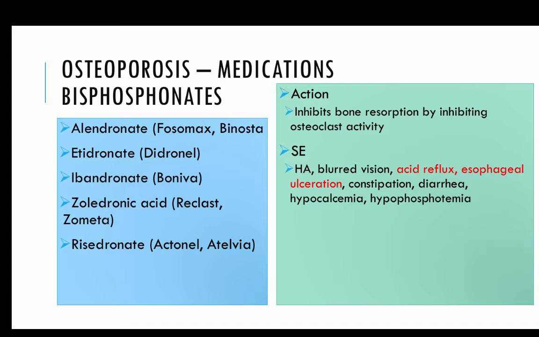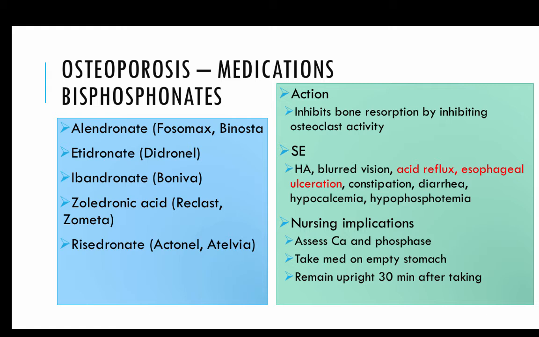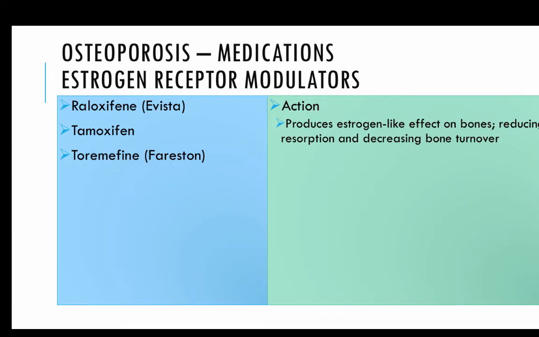So if the patient doesn't have enough intake of calcium and phosphorus, then they're going to have a decreased serum calcium or phosphorus. So you need to do some patient teaching about diet to prevent that. That's assess calcium and phosphate. Take it on an empty stomach and remain 30 minutes upright.